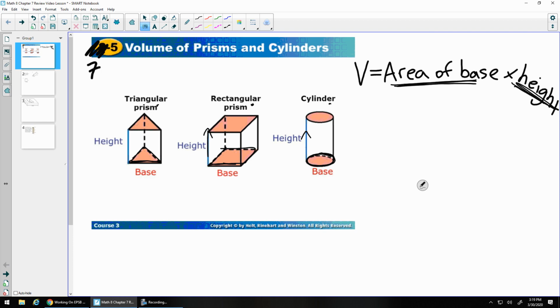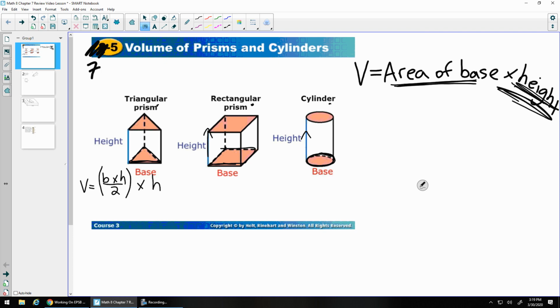And so we can use that equation. When we break it down, we can get three different equations for each one of these shapes. For the triangular prism, the area of the base is base times height divided by 2. Base times height divided by 2, that is the area of a triangle. Here's the area of our base. In our equation, we have to multiply that by height, so we write multiplied by h.